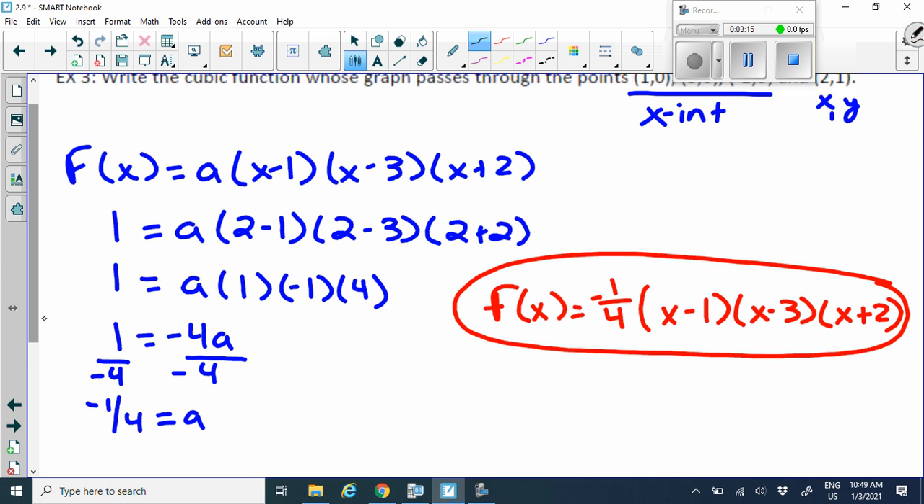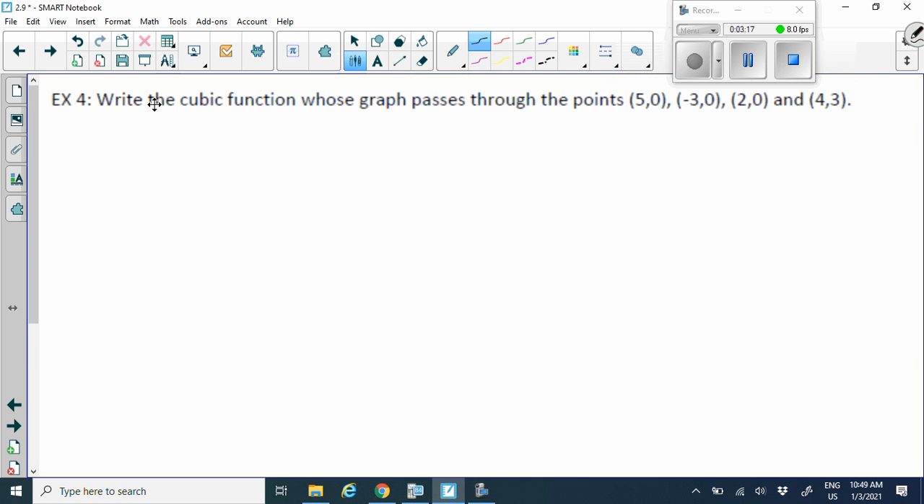Okay, let's go ahead and go to the next problem. So it's going to be the same thing. We're going to once again write a cubic function whose graph passes through the following points: (5, 0), (-3, 0), (2, 0), and (4, 3). What I would like you to do is go ahead and pause this video and try this example on your own.